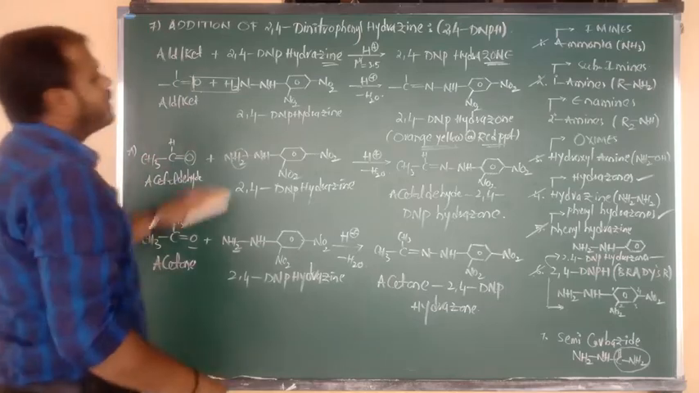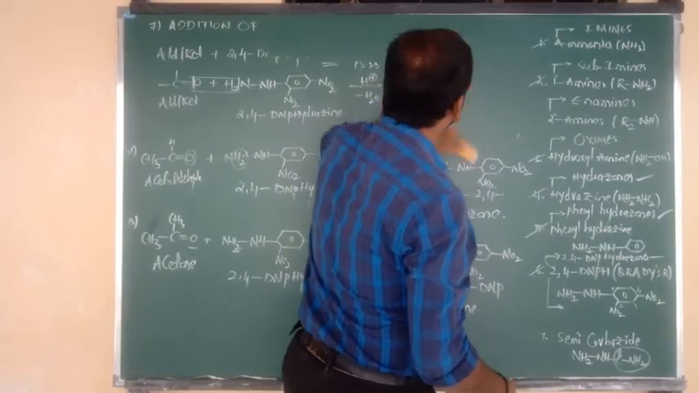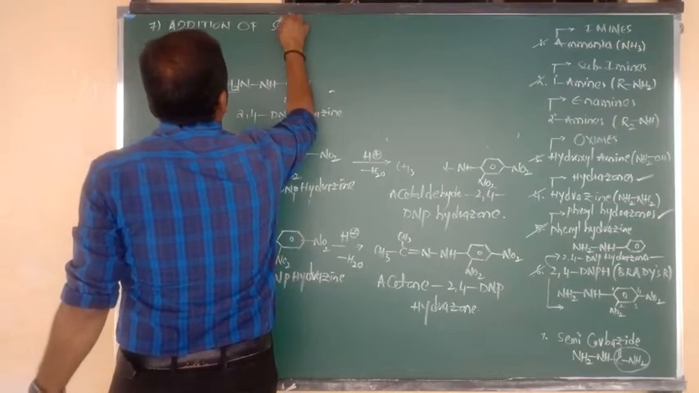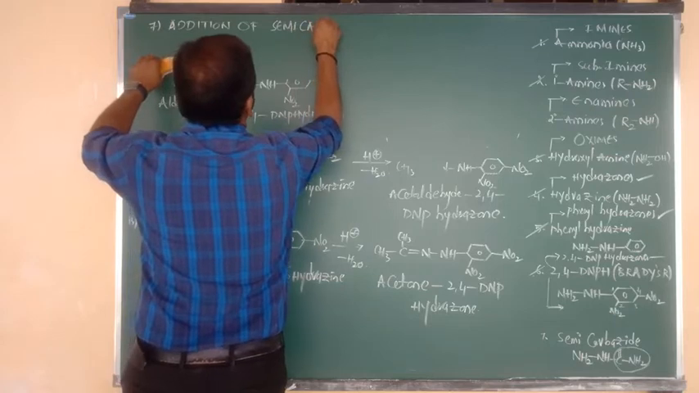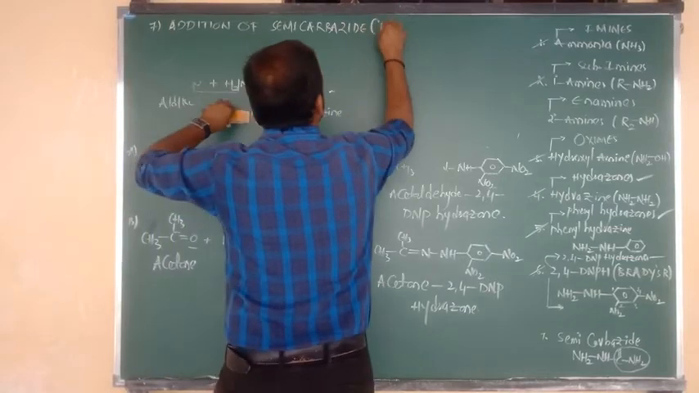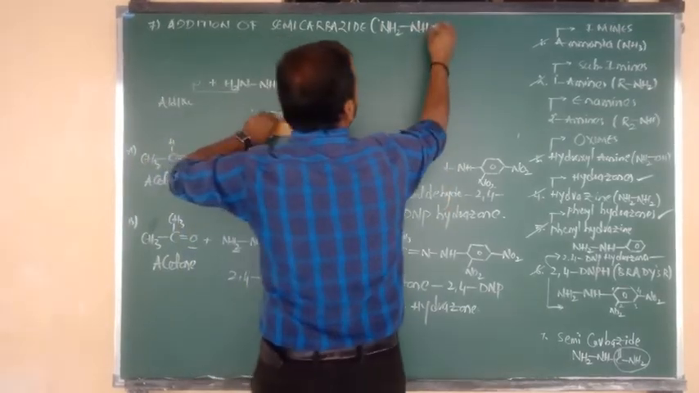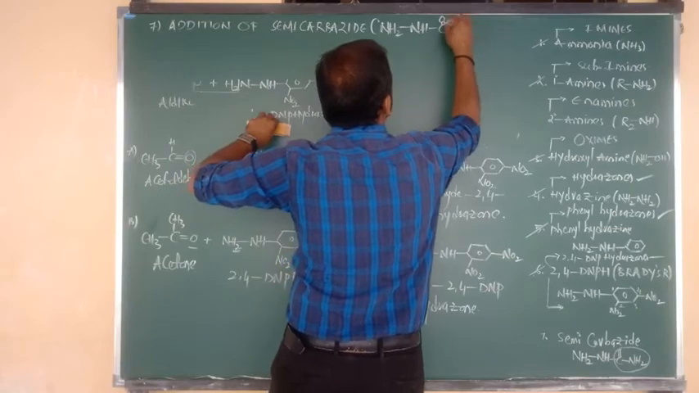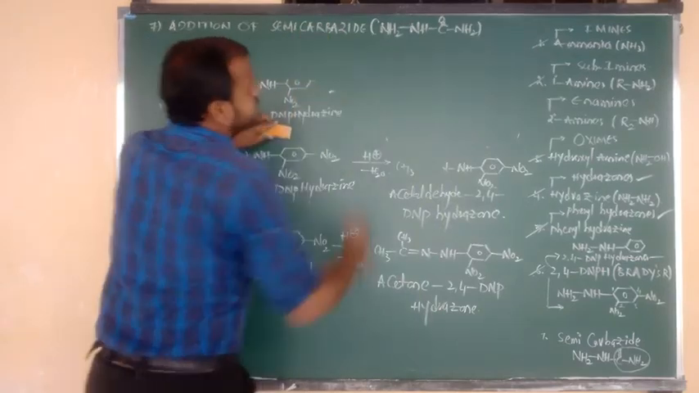So the last one is the addition of semicarbazide. What is the formula of semicarbazide? It looks the same as hydrazine, NH2-NH, but one of the hydrogen atoms is replaced by an amide group. What is the formula of amide? C double bond O NH2. So overall this is the formula of semicarbazide.